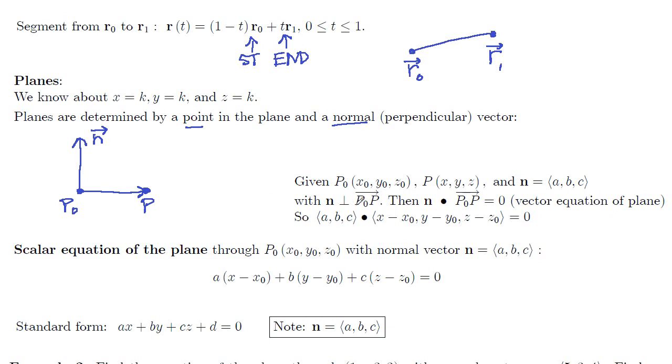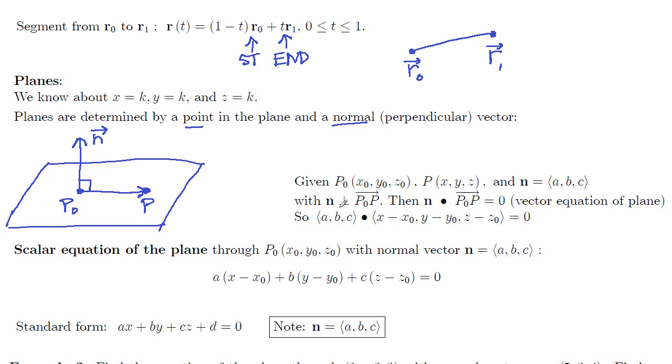And since n is perpendicular to P0P, that means if you take n and you dot it with the vector P0P, you get 0. And that's actually the vector equation of the plane. So if we take all the points P where n is perpendicular to P0P, we get the plane. So that plane's going to look something like this. P0P, that vector is down in the plane, and then this normal vector is perpendicular to the plane.